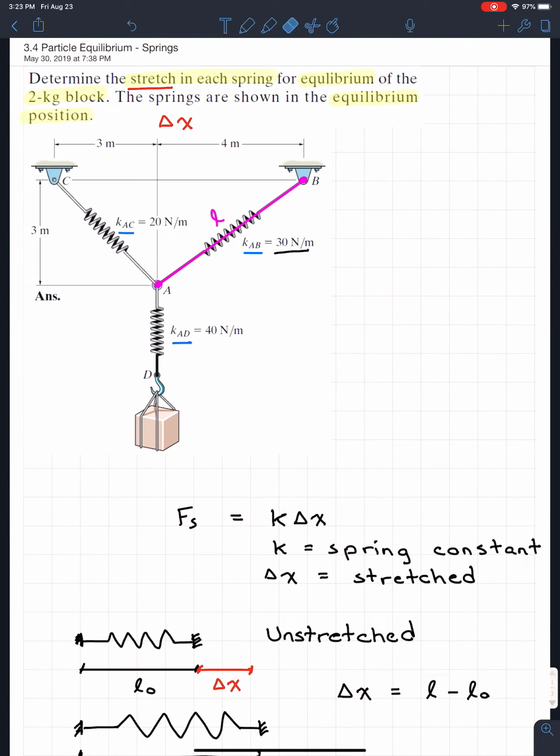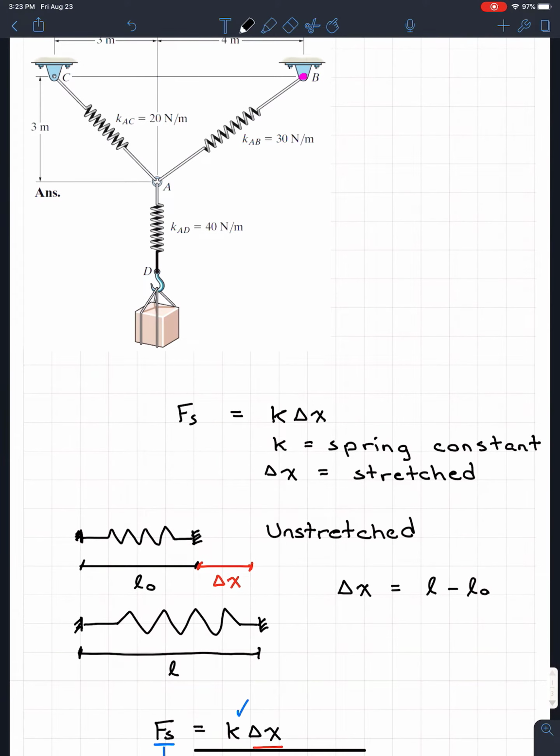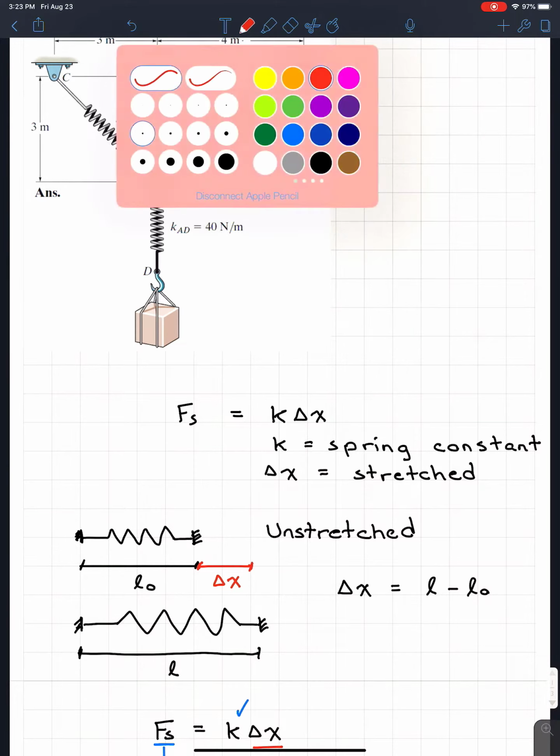So I'm just going to erase this stuff, because what we're going to do is try and find the forces in each one of those springs. Because remember here, if we have the forces and we know K, then we can start to find those stretch lengths, which is what we want. So it's really nice here, because if we look at point A here, we have all the springs intersecting that point. So that should be kind of a big hint to you guys. This should be my particle equilibrium point.